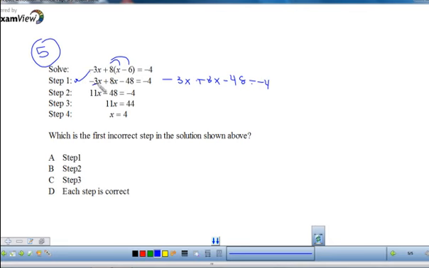Next thing you do is combine like terms. They're different signs, so you subtract, not add. So this is wrong. So therefore step 2 is wrong.